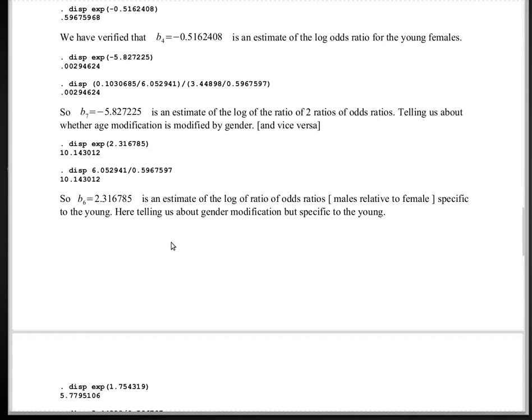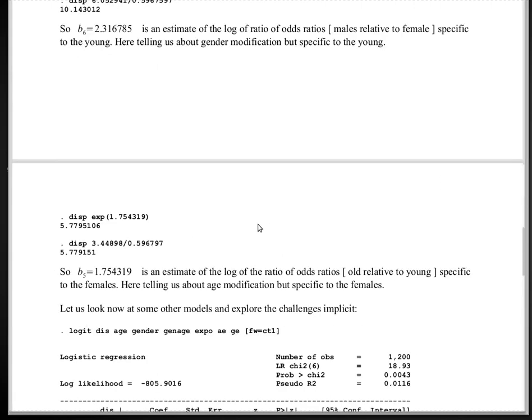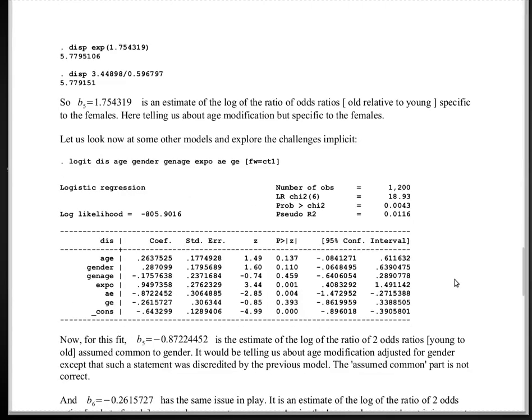Further, we can construct the two specific log odds, or the logarithm of the ratio of odds ratios, males relative to females specific to the young. This is telling us about gender modification, but specific to the young. And we could also interpret beta 5 here, which is telling us about age modification, but specific to the women. In this particular instance, with beta 7 clearly non-zero, we don't have a consideration of any other models. However, for interest, you may wish to consider what might be the failures here and interpret these pieces.